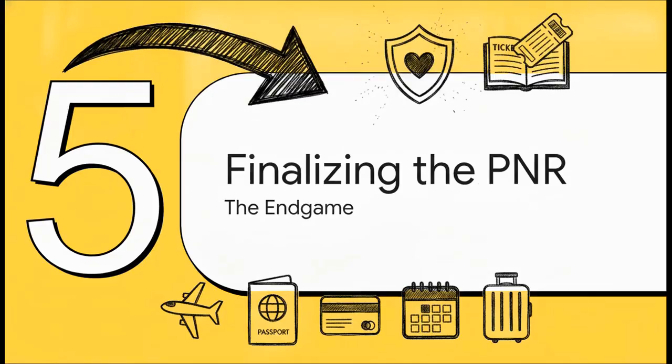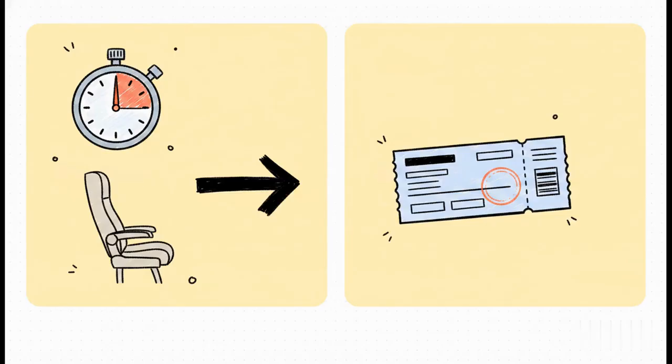Section 5. Finalizing the PNR. The end game. Oh yeah, we are officially entering the end game now. This is where we lock in the final rules of our mandatory 5 elements right before we execute the ultimate save. So our fourth mandatory element is the ticketing arrangement, because remember, a reservation is really just a reserved seat. It's not a paid, confirmed ticket yet.